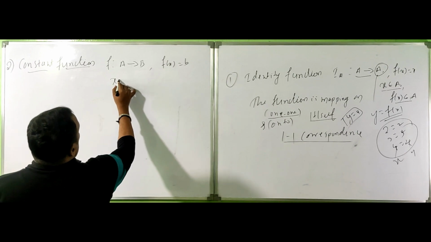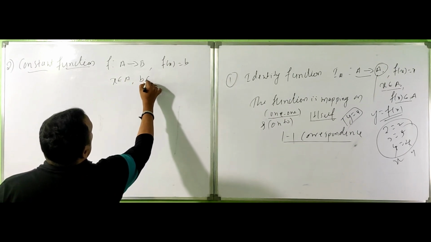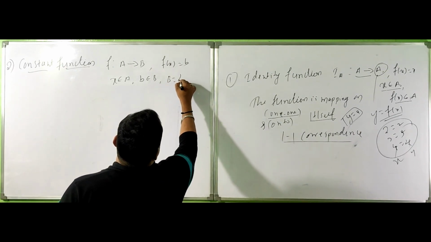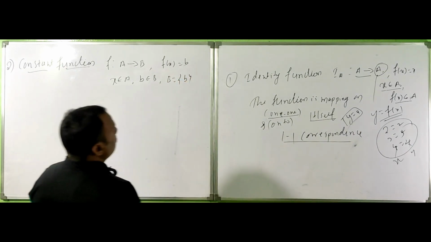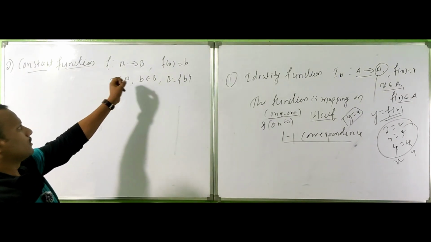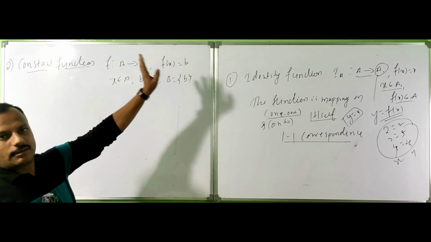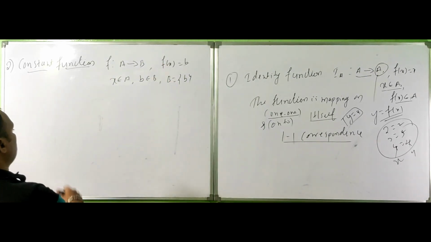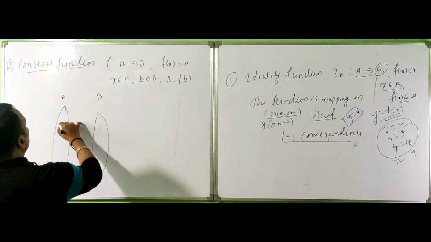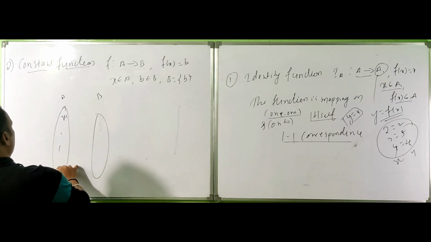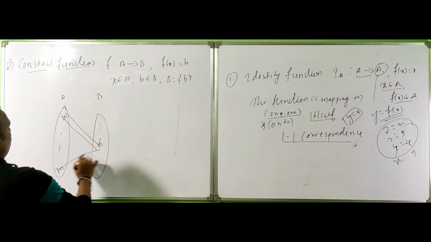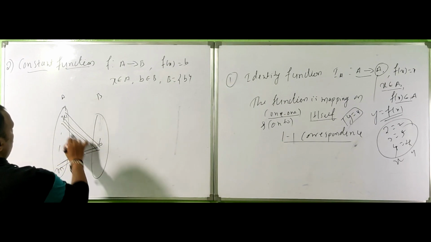Okay, x belongs to A and b belongs to B, such that b is equal to only a single element. I am applying b is equal to only a single element, and b belongs to B. This is called a constant function. b is called the constant element. This is A, this is B, this is x1, this is xn, this is the element b. All elements are mapping to a single element.